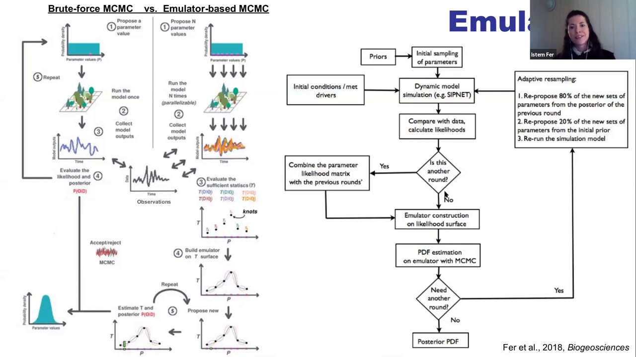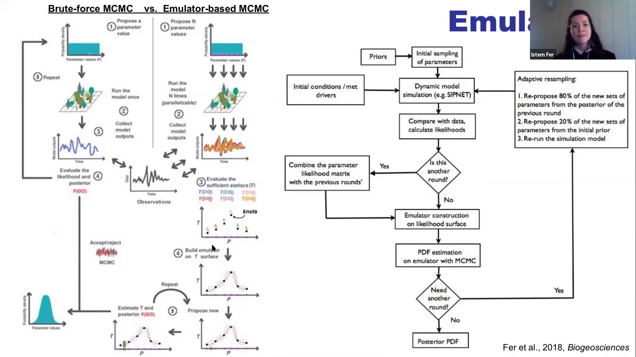So this diagram on the right summarizes the approach, but I will still continue on this figure to contrast it with this brute force approach. We again start with proposing parameter vectors, but this time we propose multiple ones in parallel. Then we can run our model with each of these parameter vectors, again in parallel. Then we can compare the model outputs to data streams, calculate the likelihoods, and all these steps can be done in parallel. So the time limiting steps of running the full model sequentially and also comparing it to the data many times are reduced in this framework.